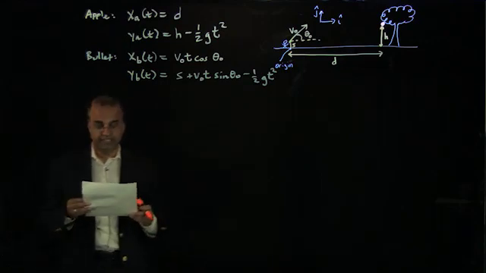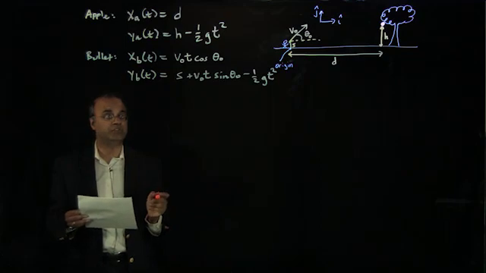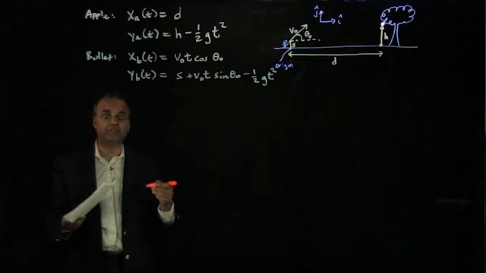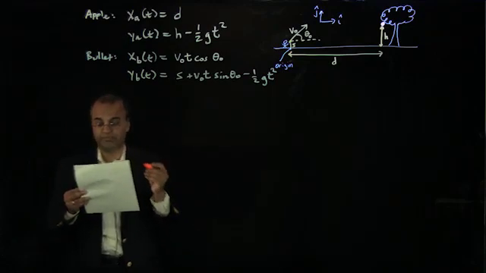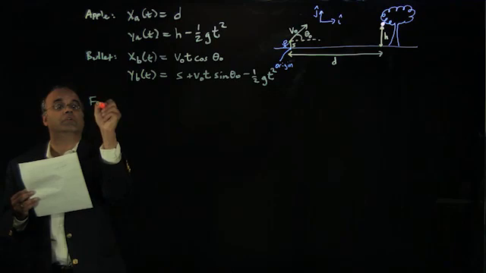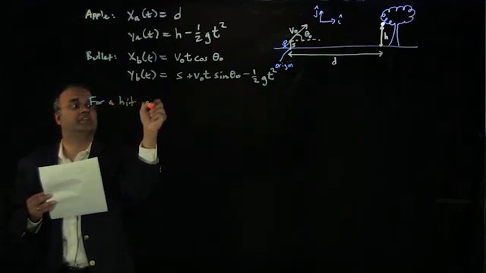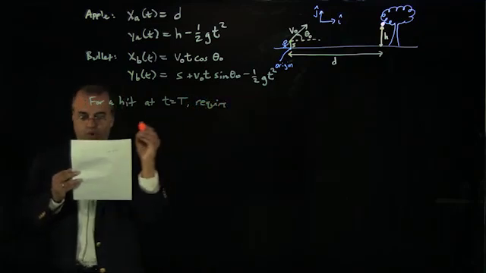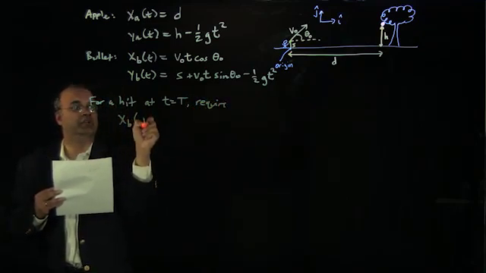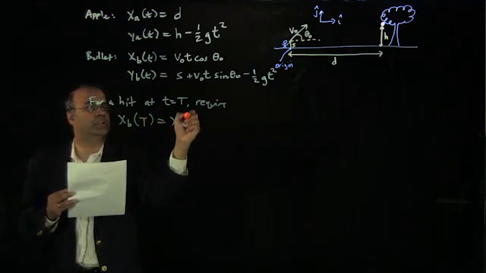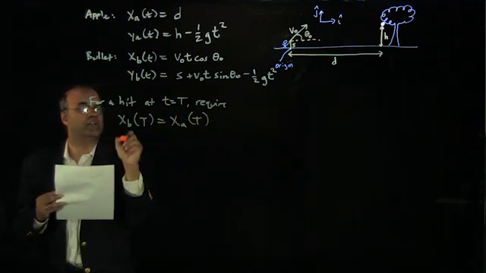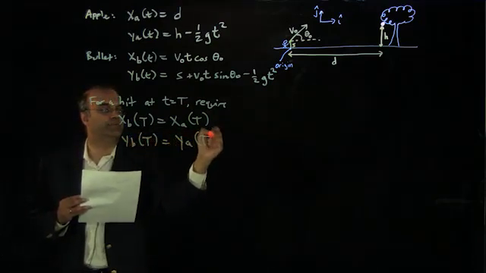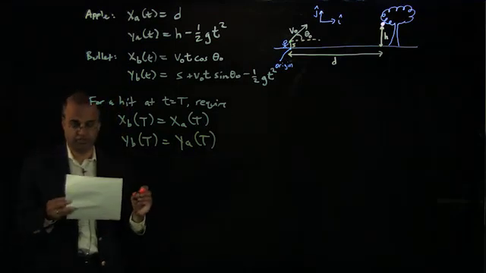Now, for there to be a hit at time t equals capital T, the coordinates of the apple and the bullet have to be the same at that collision time. So for a hit at t equals big T, we require that the x-coordinate of the bullet at time big T is the same as the x-coordinate of the apple, and likewise that the y-coordinate of the bullet is equal to the y-coordinate of the apple. OK, so let's look at each of these in turn.